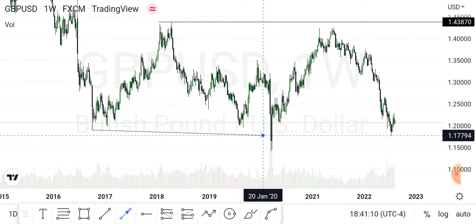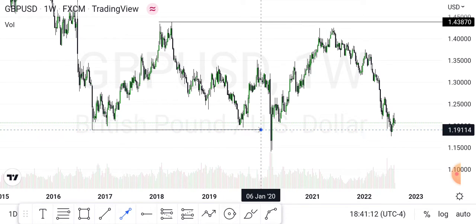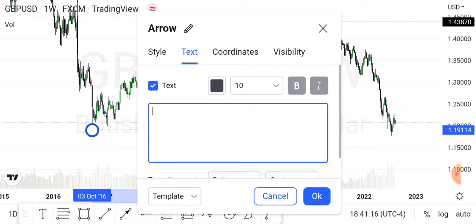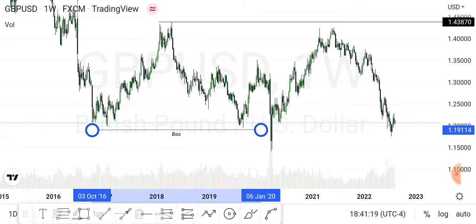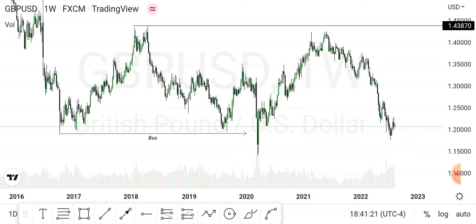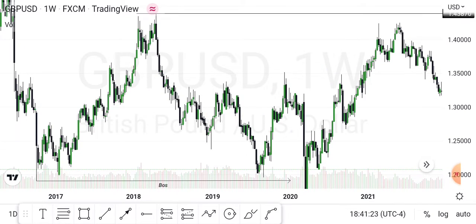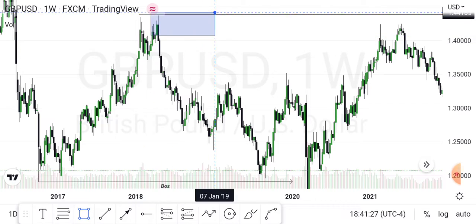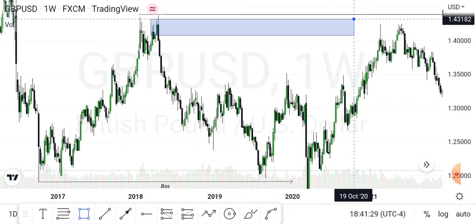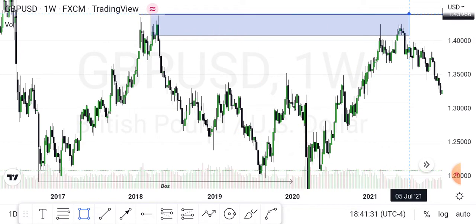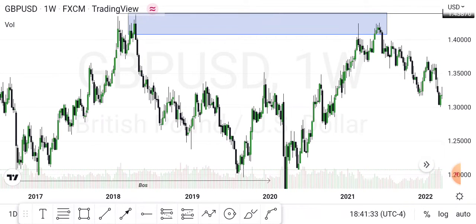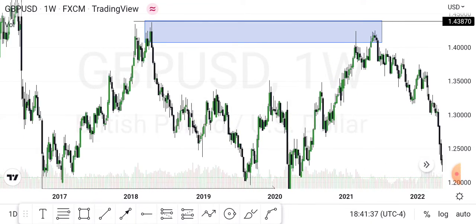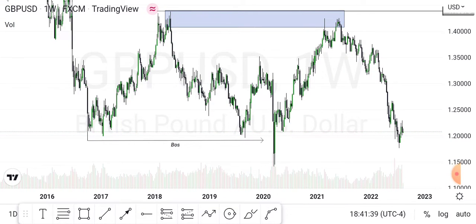Why? Because I had a break of structure from this point. So I have my BOS here. I had this nice break of structure, and we can clearly see how price mitigated this order block here. If you check very well, we can also see how price created inducement here.